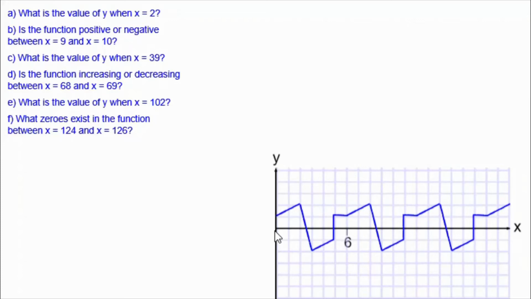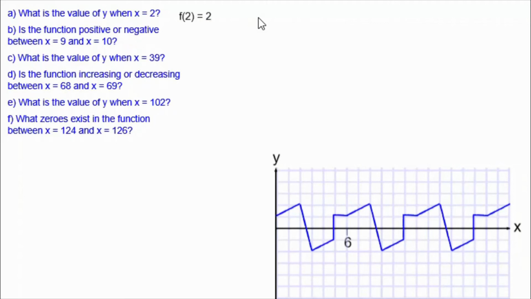That's how many units on the x-axis the function has to go through before it gets to its end and starts the pattern over again. That period number of 6 is extremely useful for me when I'm trying to answer these questions. Now, the first couple of questions take place with low x values, and we can actually see the answers on our graph. So for instance, for A, what is the value of y when x equals 2? I can see by looking at the graph that when x equals 2, y is also 2.